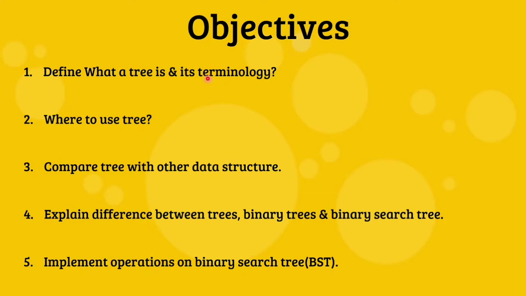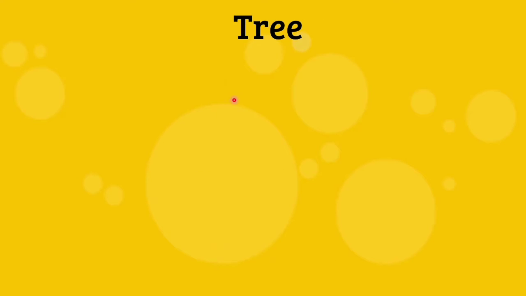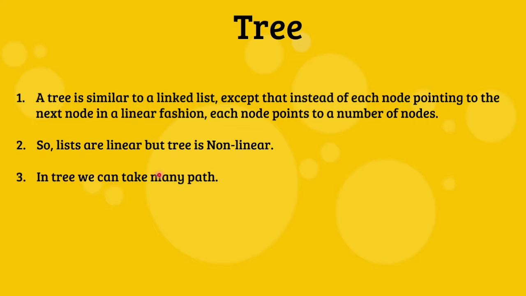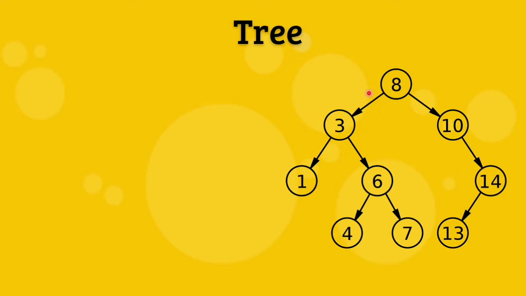That is, what a tree is and its terminology. Firstly, a tree is similar to a linked list, except that instead of each node pointing to the next node in a linear fashion, each node points to a number of nodes. Lists are linear, but a tree is non-linear, and in a tree we can take many paths. So how does it actually look? Here our tree looks something like this. Here we have 8 which is connected to 3, then 1, then 6 and so on.